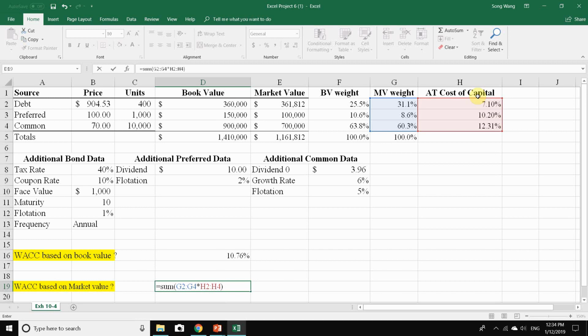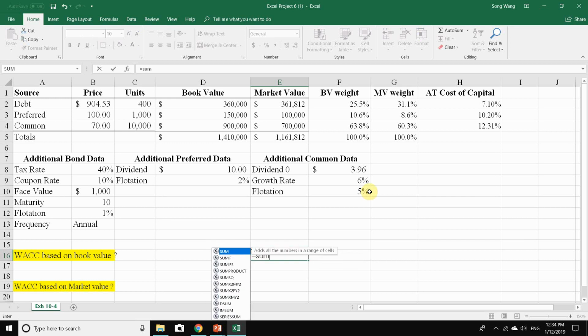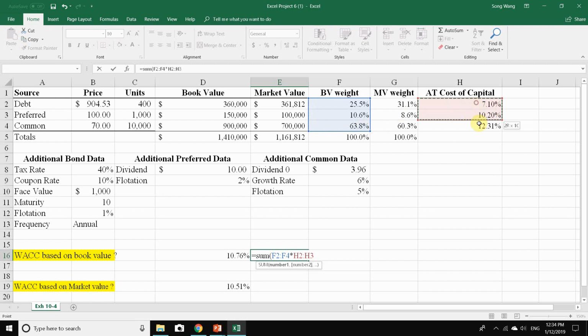Okay, this is very important. To finish, you do not just hit enter. Instead, you hit Control Shift Enter. Be very careful. After you finish editing the formula, you hit Control Shift Enter. Okay, so that's your answer. To verify if this is the right way to do it, you can just do it for the book value. So SUMPRODUCT, start with the book value weights, then the cost of capital, Control Shift Enter, that's what I hit. So that's exactly the same number as I got before.